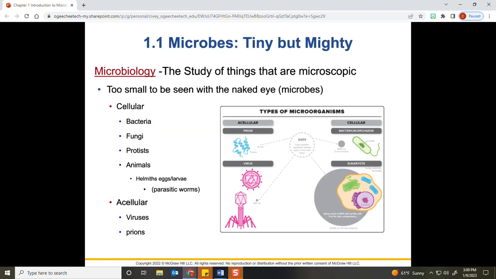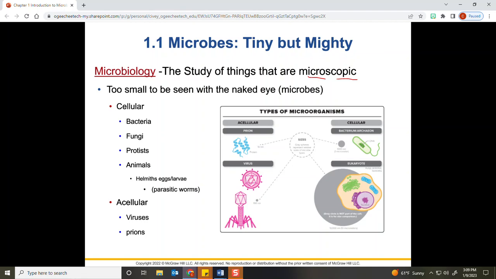Alright, so starting with section 1, microbes. The field of microbiology is by definition the study of things that are microscopic. And so what that means is that microscopic things are too small to be seen with the naked eye. So we have to utilize some kind of tool that increases the resolving power in order to see these objects or organisms. And we use a microscope to do that, which is a chapter or a section for another video.